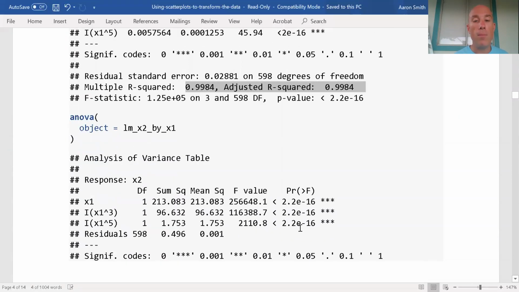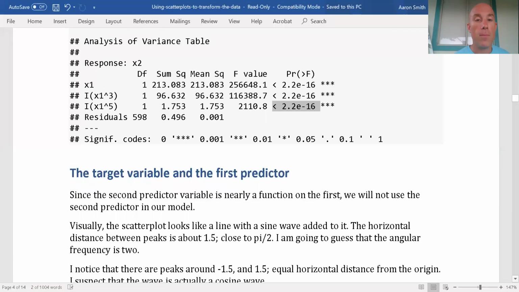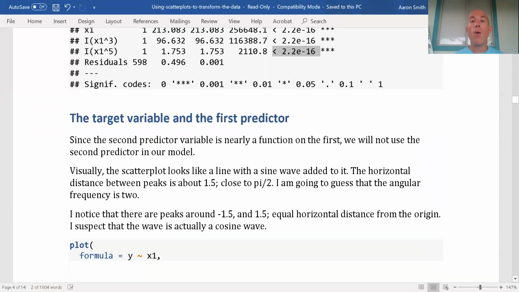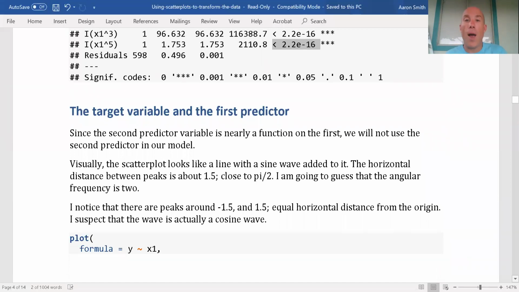Here's the ANOVA. Everything is looking good. So this is saying that having the degree 1 term is worth having, then adding the degree 3 term is worth adding, and then adding the degree 5 term to the prior 2 is worth doing. So that is good. All right, so now I'm getting a feel for how to work with these sine waves. Let's go ahead and start looking at the target variable and the first predictor.